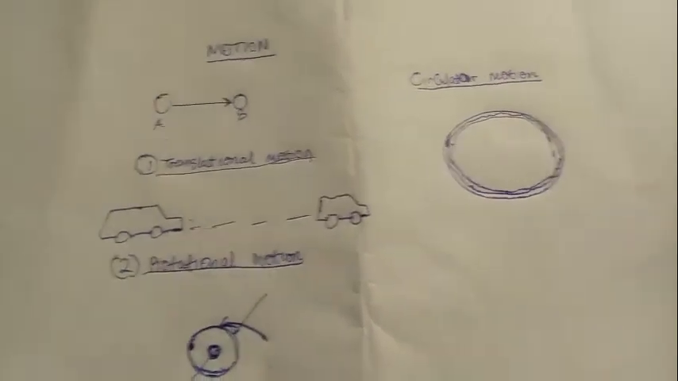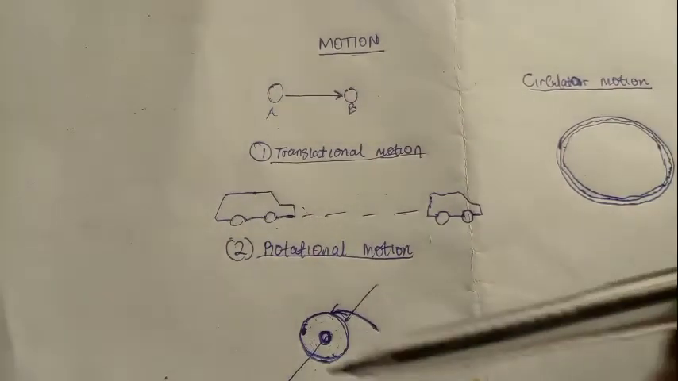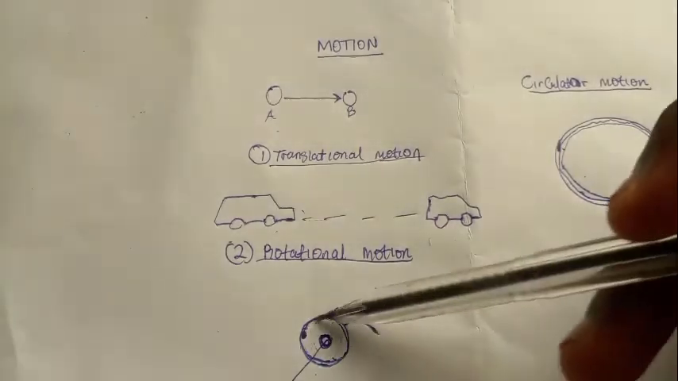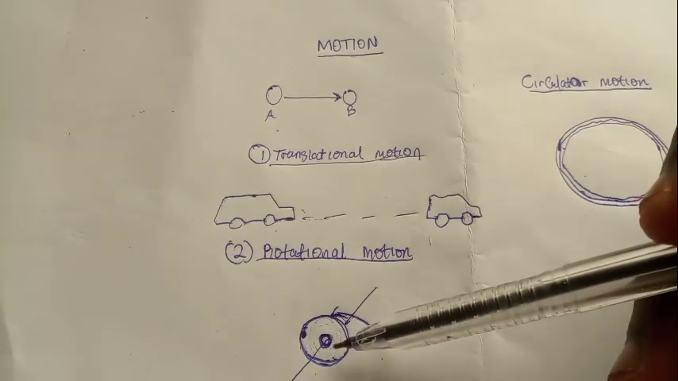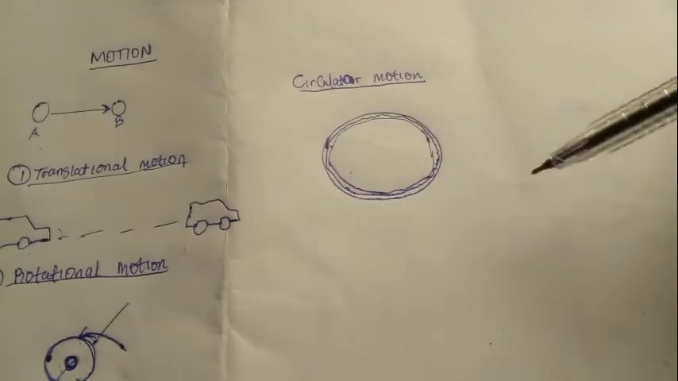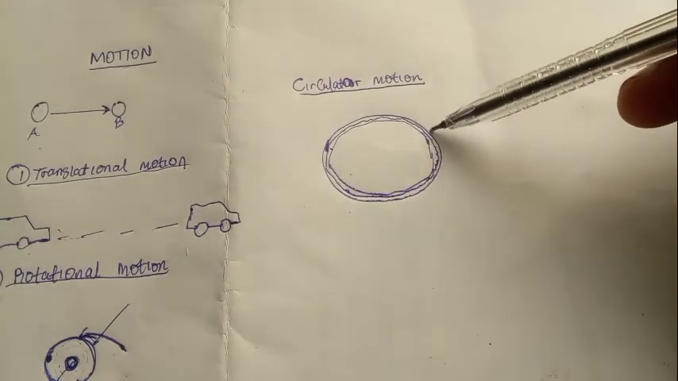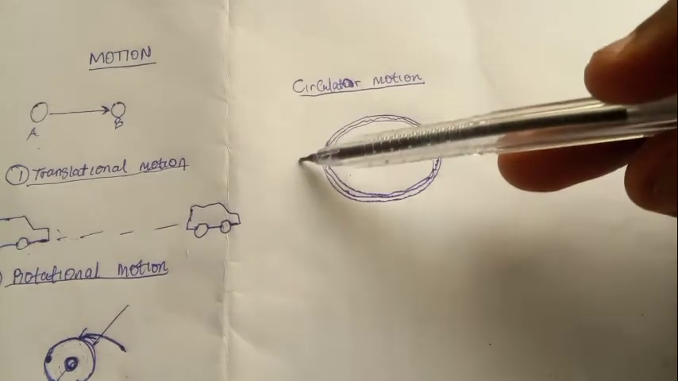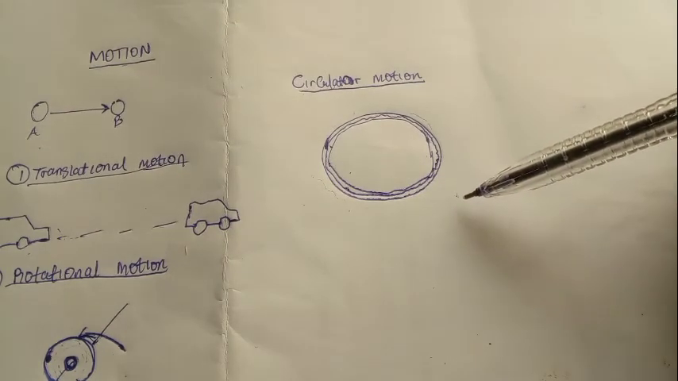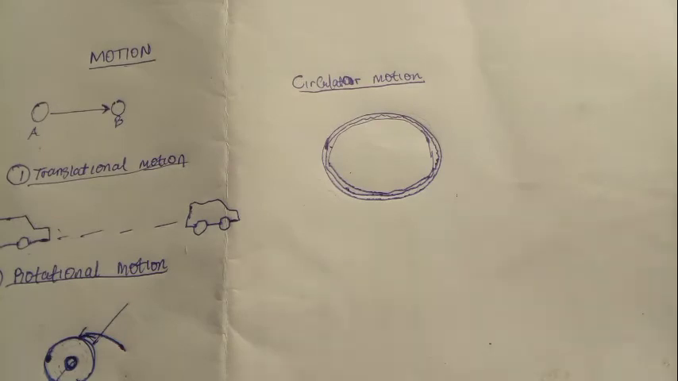So we can say that circular motion is the motion of an object around a circular path. Now, understand the difference between circular and rotational. In rotational motion, the body is rotating along an axis, but in circular motion, the body is moving around a path that is in the form of a cycle. So this type of motion is called circular motion.